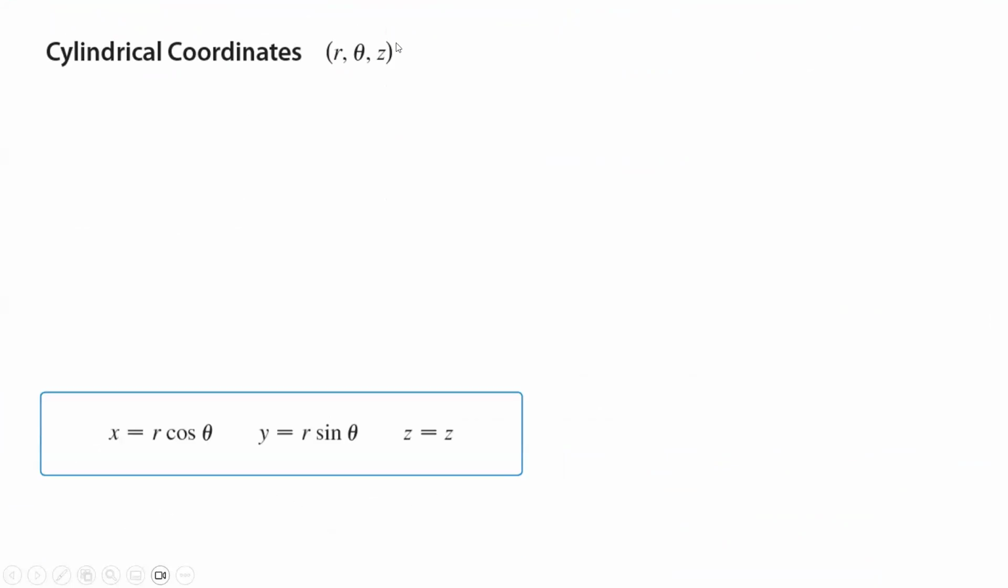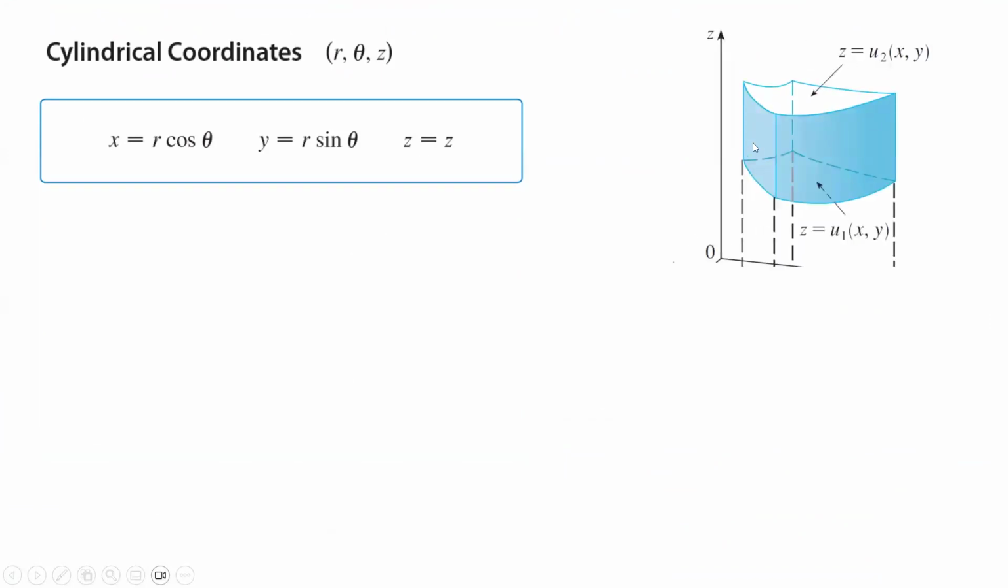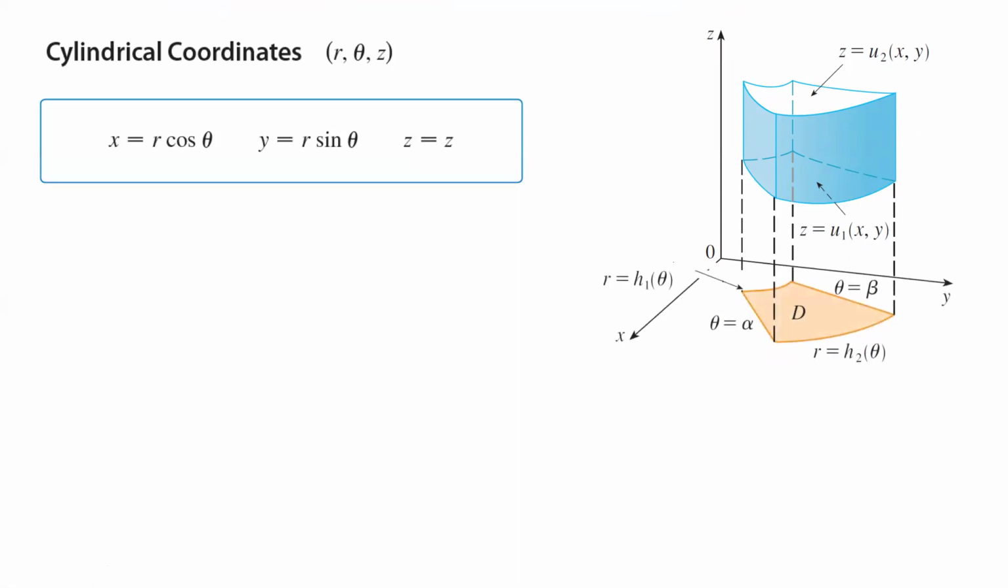So in cylindrical coordinate system, any point can be represented by r, theta, and z. X is r cosine theta, y is r sine theta, and z is equal to z. Suppose you have an object in the space. From top, it's bounded by a function of x and y, u2. From below is bounded by another function in x and y. If you look at the projection in xy plane, this is the base that is projected in xy plane.